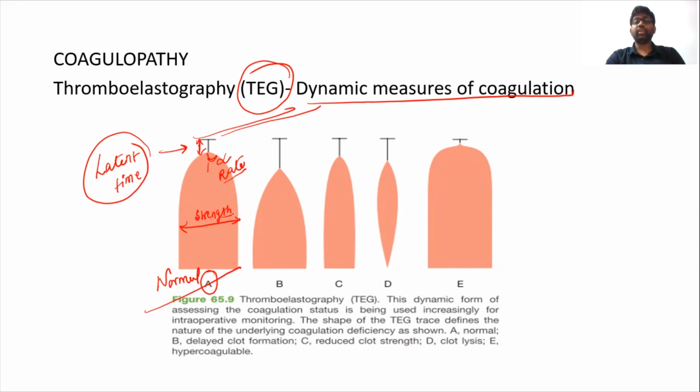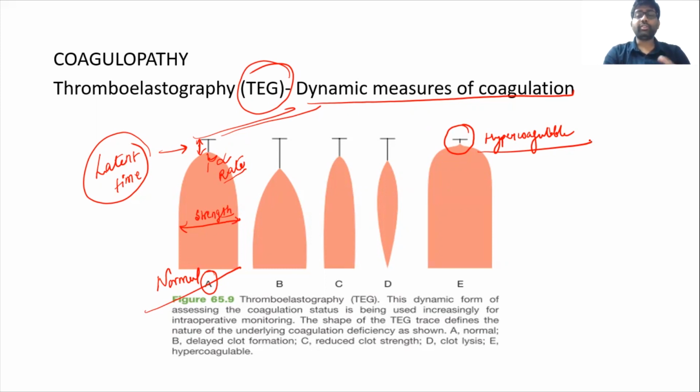Now what happens? Let us compare the images. Let us compare the latent time. If the latent time is very much decreased, as we can see in the last image, that is the E, that means the time to form the fibrin is very less. That would indicate a hypercoagulable state. So it's a very simple MCQ. If they give you this image, they might ask you, what does this image represent? This might indicate that the patient is in a hypercoagulable state because the latent time to form the fibrin is very less.